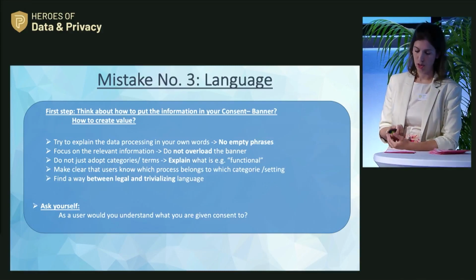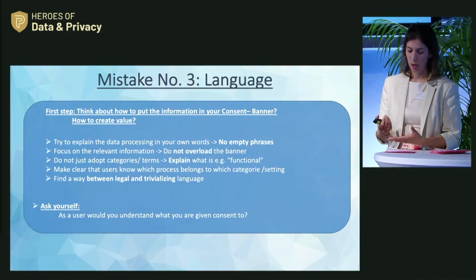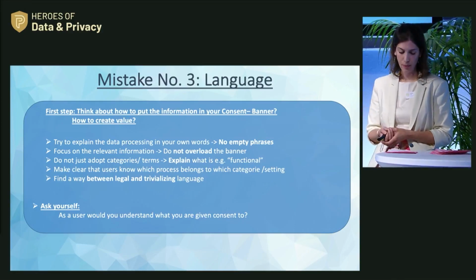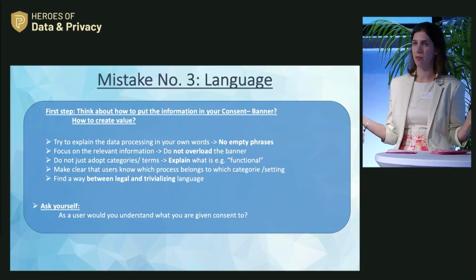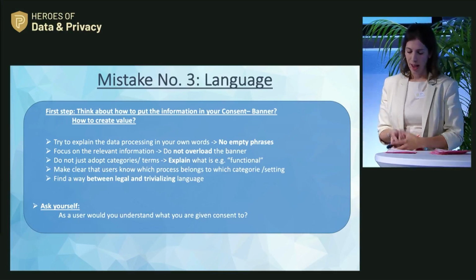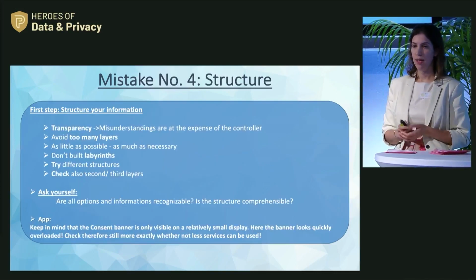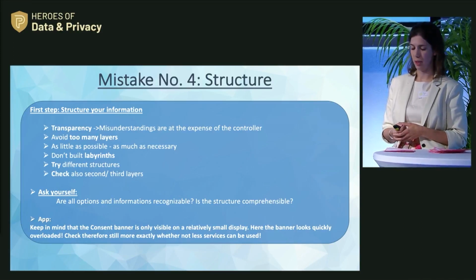submit the information in your banner so that it won't overload? Because information overload also falls in the dark patterns area, when the user stands in front of a text wall and simply gives up and accepts all. How do you find a way between clarity and information? And that's mistake number 4, the construction of your consent banner.